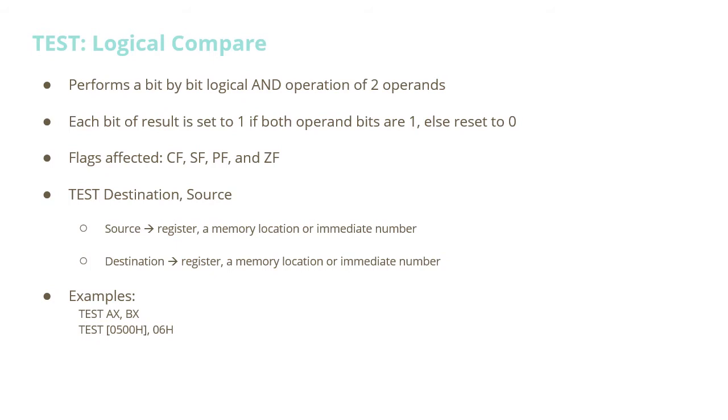The format of this instruction is test destination comma source, where the destination and the source both can be a register, memory location or immediate number. The example of this instruction is given here. The first example is test AX comma BX, where the contents of the registers AX and BX are used as operands. Here a bitwise AND operation will be performed between the contents of the AX and the BX register, and the flags will be set according to the result. Next example is test 0500H with 06H. So here the memory location 0500H is being used and the immediate number 06H is being used as the second operand.